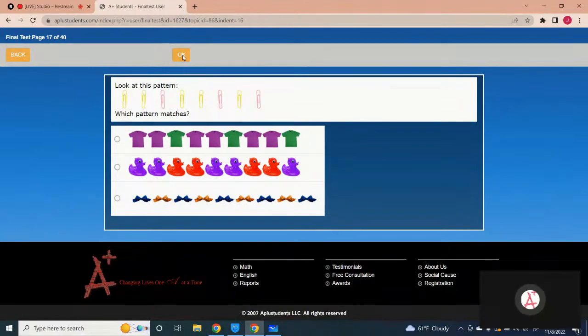Look at this pattern. Which pattern matches? Option 1, 2, or 3? Alex, it's okay. You don't need to remove the messages. As soon as I end the session, all of the messages get deleted. Don't worry. So it would be option number 1. So select the correct option, then click on the OK button.